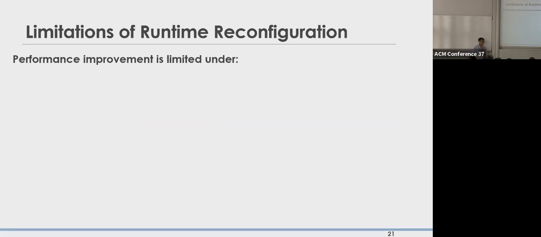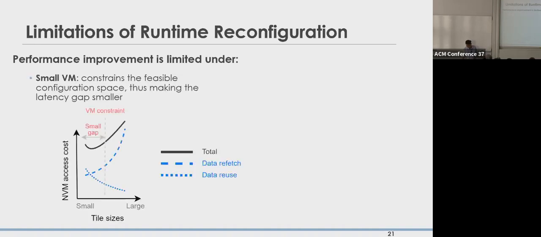So from experiments, we show that dynamic reconfiguration can improve the performance significantly, but there are still some cases where the improvement may be limited. For example, when the volatile memory space is very small, then only smaller tile sizes are feasible. So the search space is constrained, and only a small gap can be achieved by using dynamic reconfiguration compared to a fixed configuration.